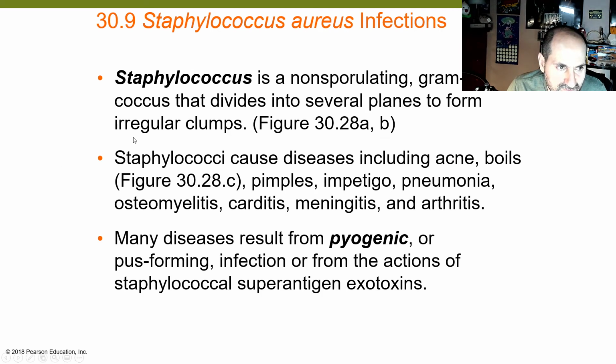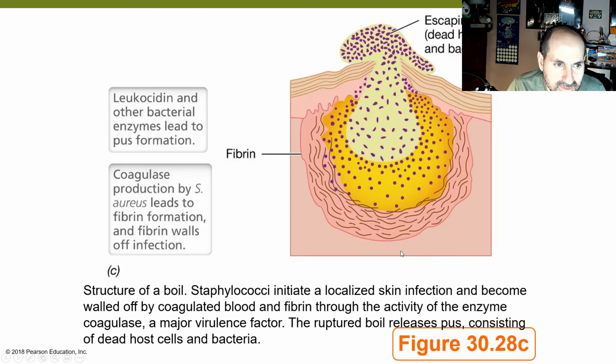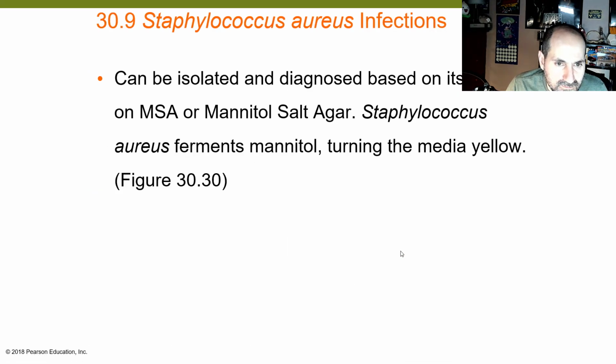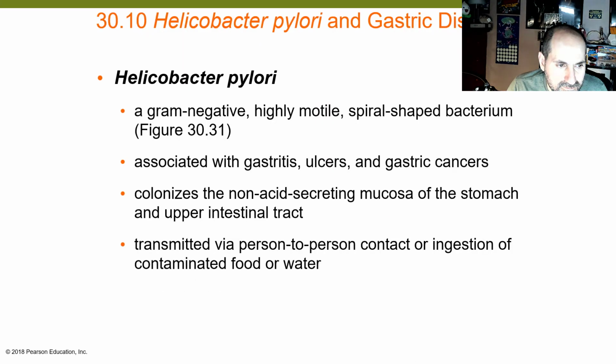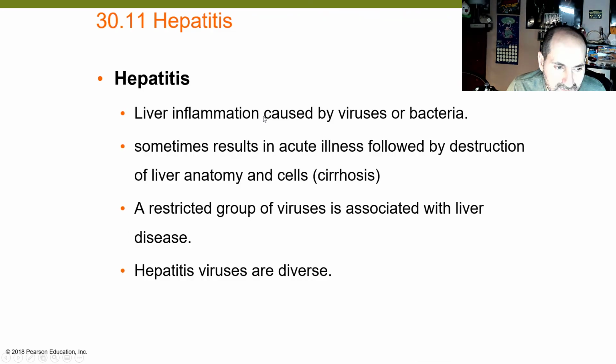And then we talked about staphylococcus. You should know the term pyogenic. That means pus forming. You should know Helicobacter pylori, and you should know that it causes gastric ulcers, gastritis, and even gastric cancer.